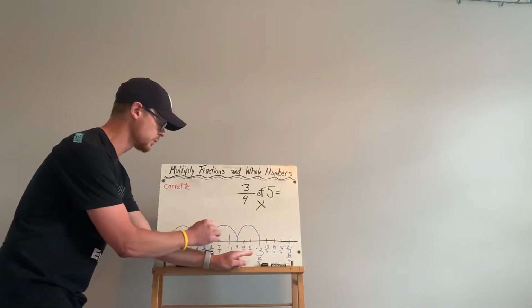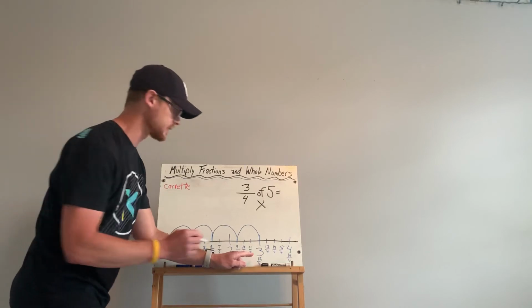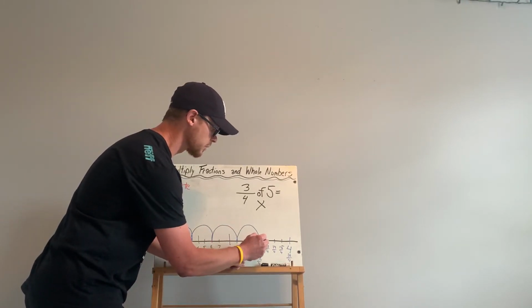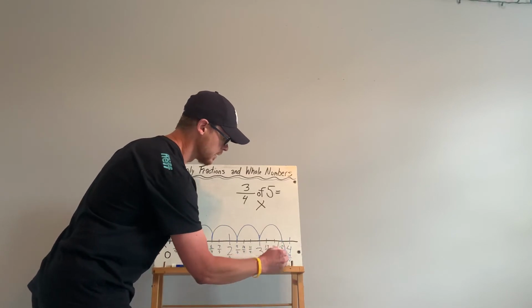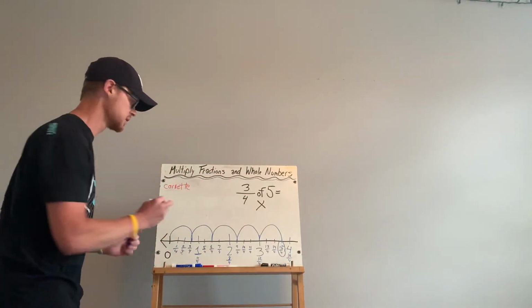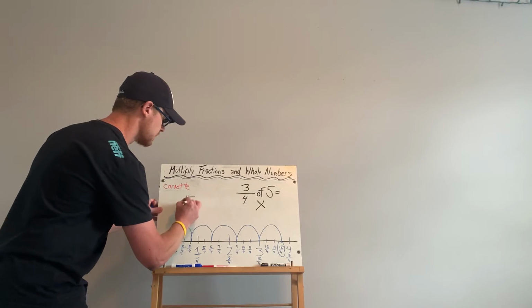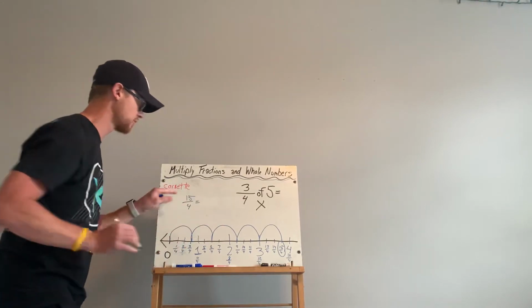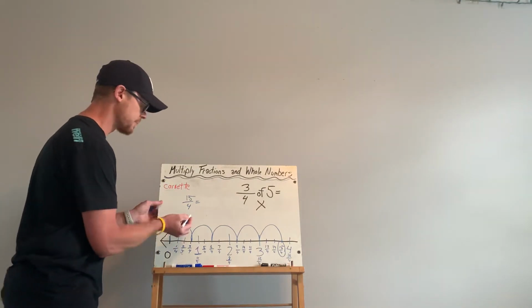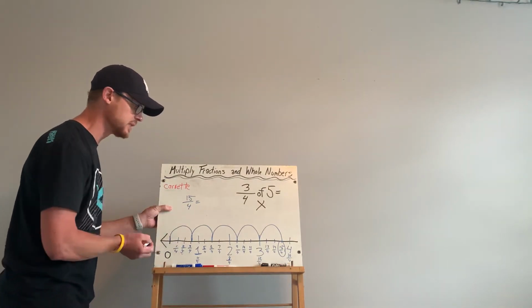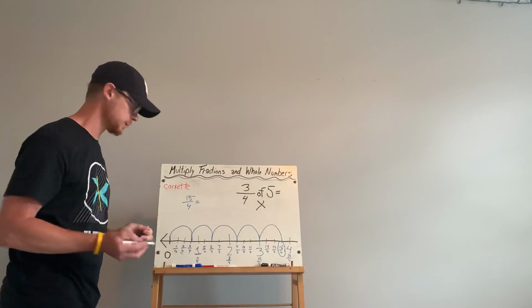So I have 1, 2, 3, 4, but I want to represent that one more time. So I'm going to go another 3/4, and I land on 15/4. So I have 15/4 as my answer, but we know we have to convert. That's an improper fraction. We can't give the answer like that. So how many 4's go into 15? That's my whole number.